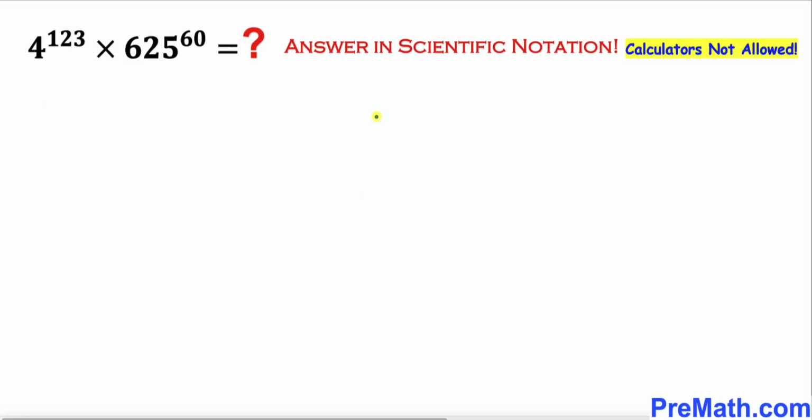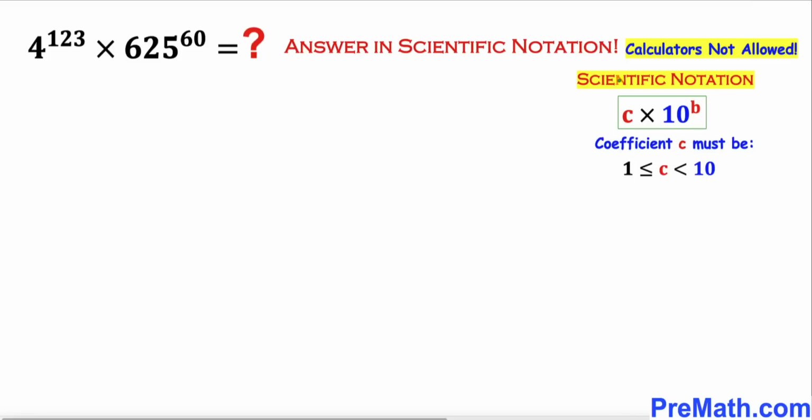Let's go ahead and get started with the solution. So before we go any further, let's talk about scientific notation. This is represented by C times 10 power B, where this C is our coefficient and C must be greater than or equal to 1 and must be less than 10, and make sure that this base must be 10 all the time. And now let's focus on this part of our numbers, 4 power 123.